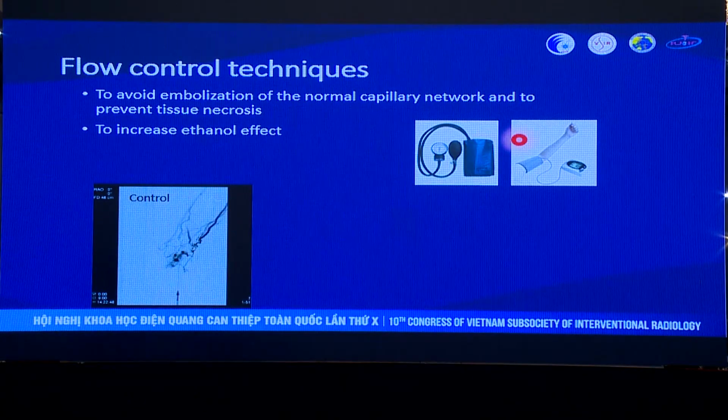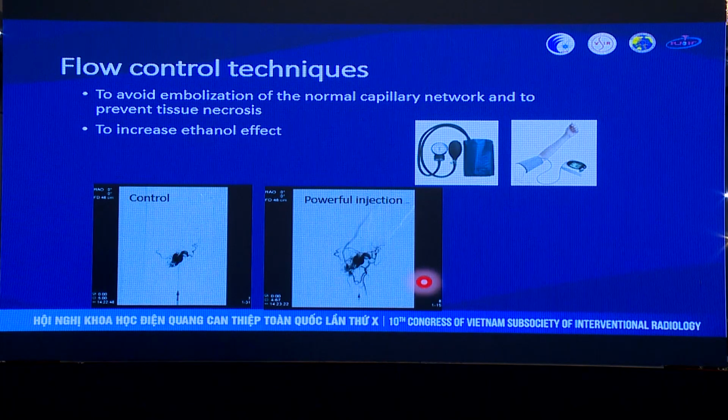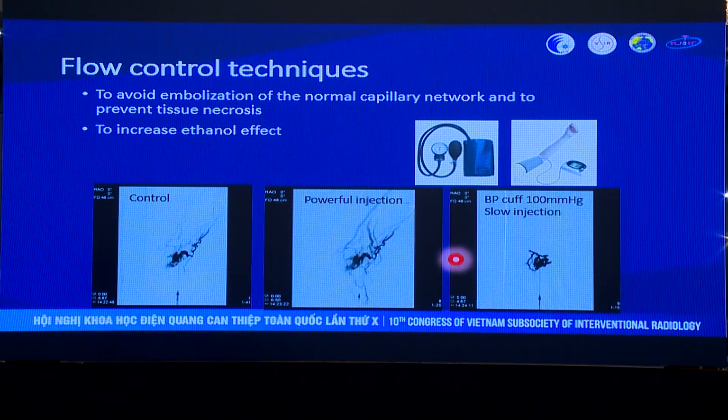We can use a BP cuff proximal to the lesion. This is the control angiography. You can see the draining vein from the nidus. And this is the powerful injection. I push the contrast injection quite rapidly. Then you can see the connected normal finger artery arising from the nidus. After BP cuff inflation proximal to the lesion, using a slow infusion, we can determine the target injection speed of the ethanol. Then we can treat the focal lesion we want.